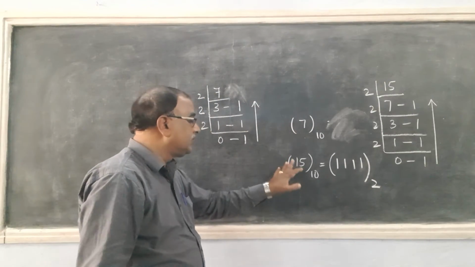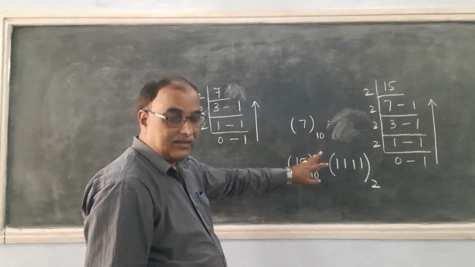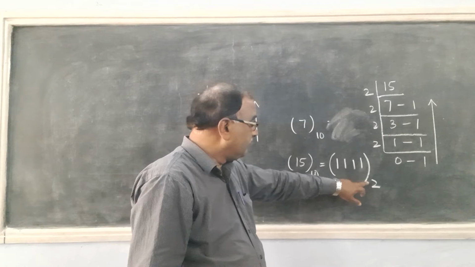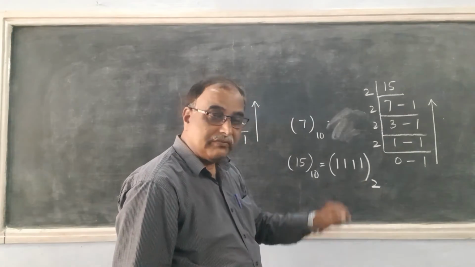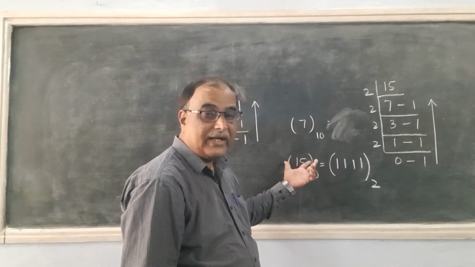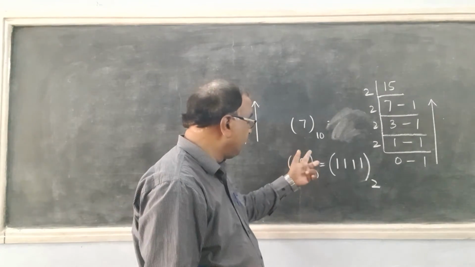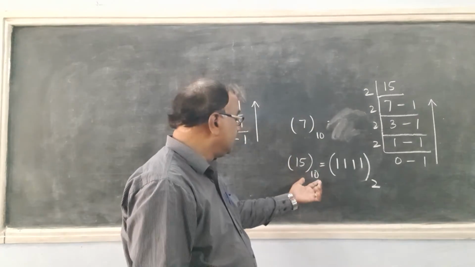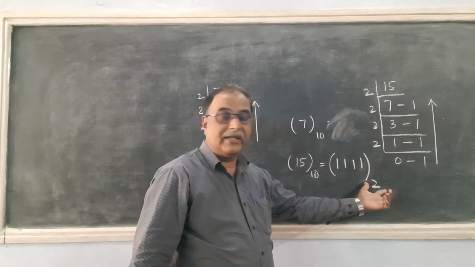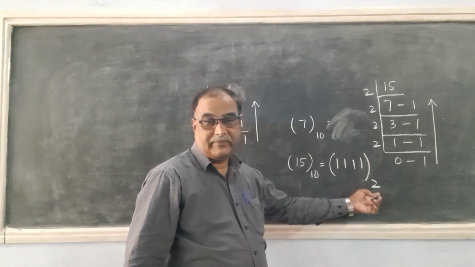So in some books this bracket is not there, right? The bracket is not inserted. So even you can write it in that way also. But it is convenient to write it by putting the bracket. So this is a decimal number that is equivalent to 1111 in a binary number, right?